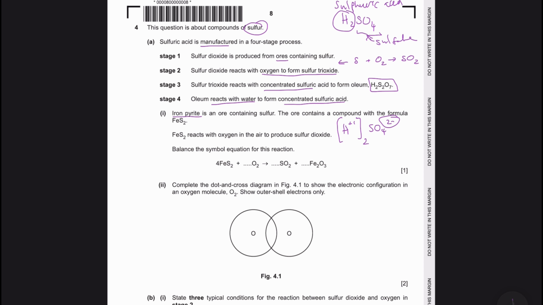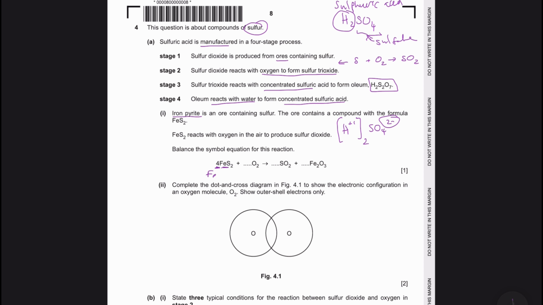For the first question, we have to balance this equation. The ore contains a compound with a formula FeS2, which reacts with oxygen in the air to produce sulfur dioxide. So this is the roasting process. How do we balance this equation? They've already given us the number of moles for the iron pyrite. They've told us that it's 4. So that means the iron and the sulfur, the number of moles, has already been determined for us, because on the right hand side the only other reactant is oxygen. So that's going to help us a lot.